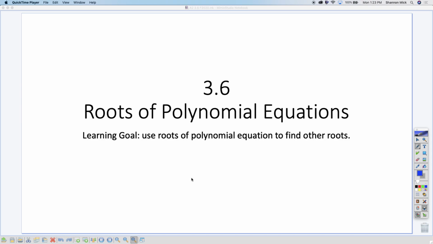Roots of polynomials. Our learning goal is to use roots of a polynomial to find more roots. Okay? So we know how to, well, what is a root?